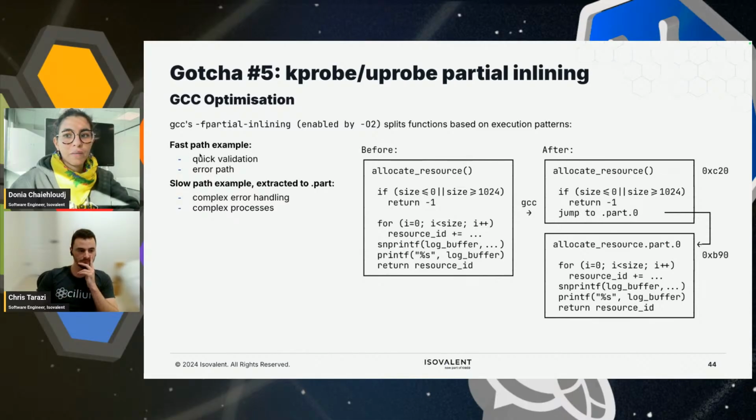The fast path can be, for example, the validation check, and it stays in a small wrapper. The slow paths are loops, string formatting, and IO operations, and they get extracted to .part.0 and other part functions. You can see that before we had one monolithic function that we wrote, and after GCC, we have at one offset allocate_resource, and then a jump to allocate_resource.part.0 with the whole for loop doing the actual computation.